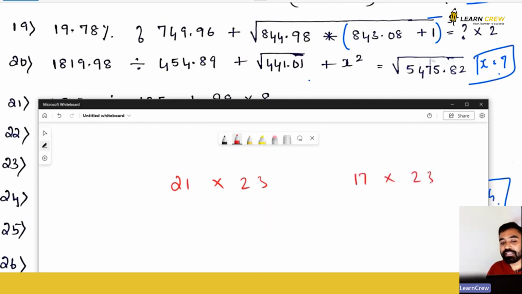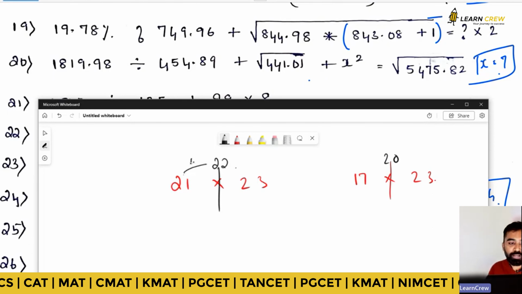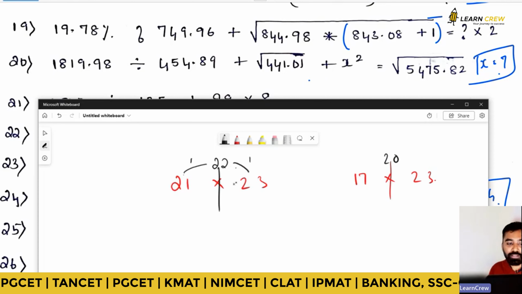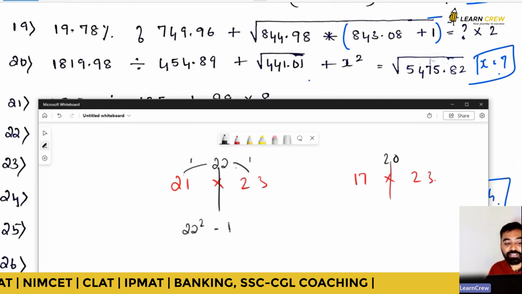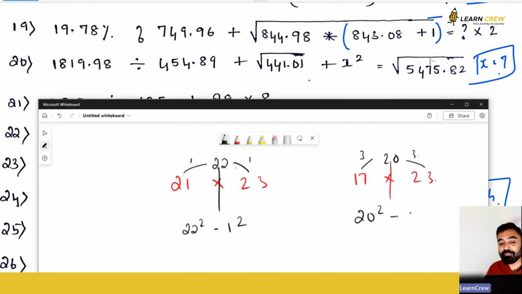17 into 23. 17 into 23. In between number कौन सा है? 20. And here it is 22. From 21 to 22, what is the distance? 1. From 22 to 23, what is the distance? 1. This is going to be 22 square minus 1 square. And here it is going to be how much distance? 3. This is going to be 20 square minus 3 square.